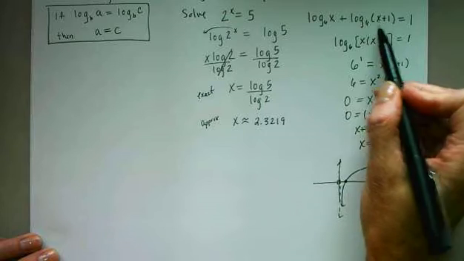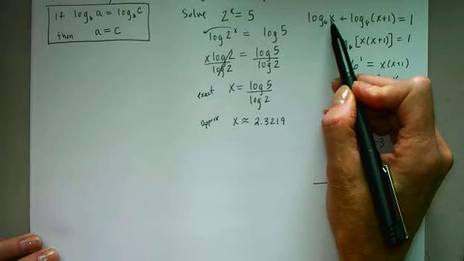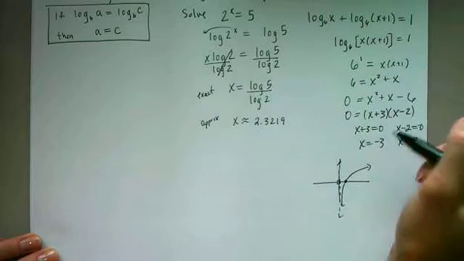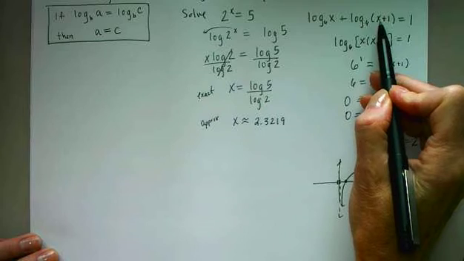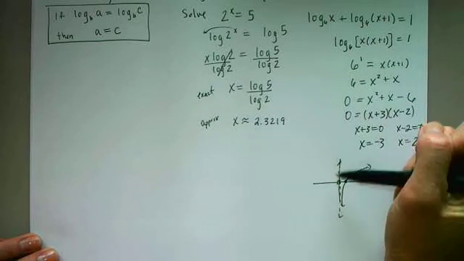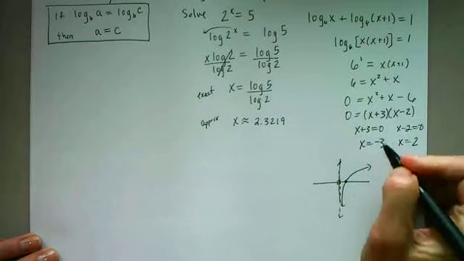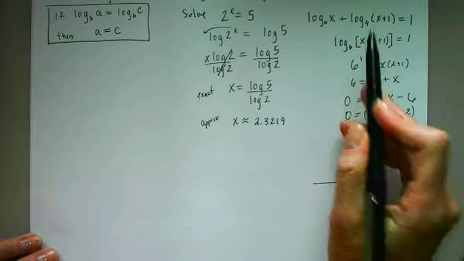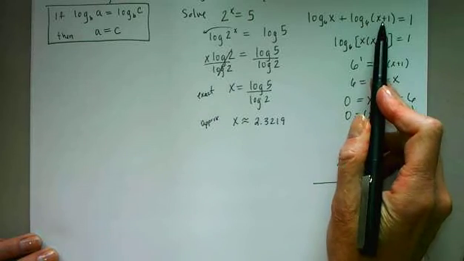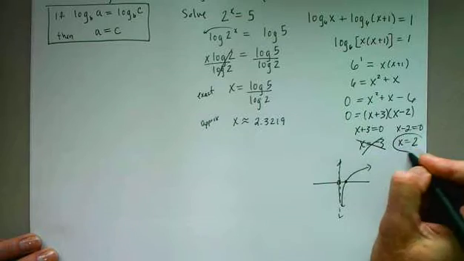If I plug in 2, I'm taking the log of 3. If I plug in 2, I'm taking the log of 2, so we're good. But if I plug in -3, I'm taking the log base 6 of -2. And that's over here somewhere where there is no graph. So the rule is you cannot have answers that make you take the log of a negative number. So this is not a solution, and that is.